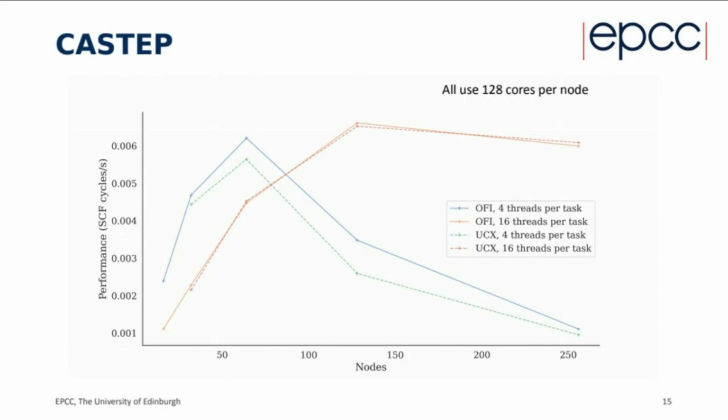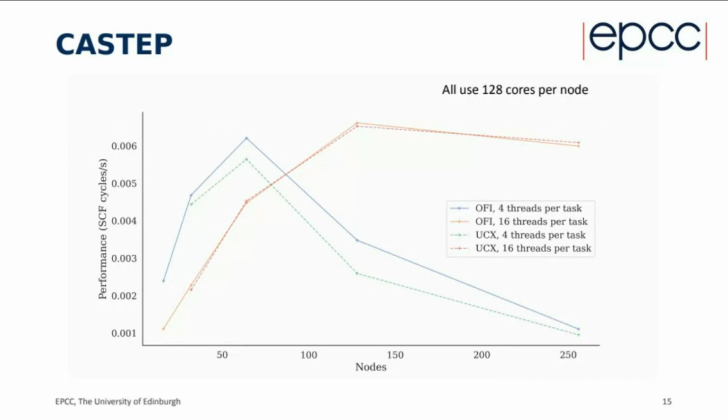So looking at CASTEP here, in these CASTEP runs, this was all with 128 cores per node. It was hybrid MPI plus OpenMP, and there are two different distributions of MPI ranks and OpenMP threads here: ones with 16 threads per task and ones with 4 threads per task. You can see there's not a huge amount of difference between performance for OFI and UCX for this CASTEP benchmark. The major performance difference is in how many threads you use per MPI task.